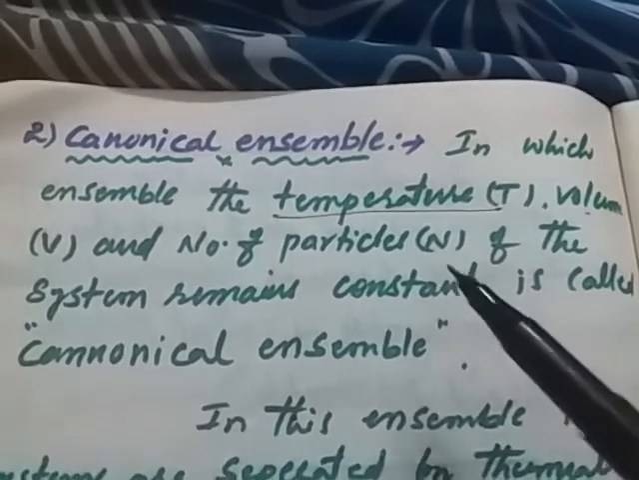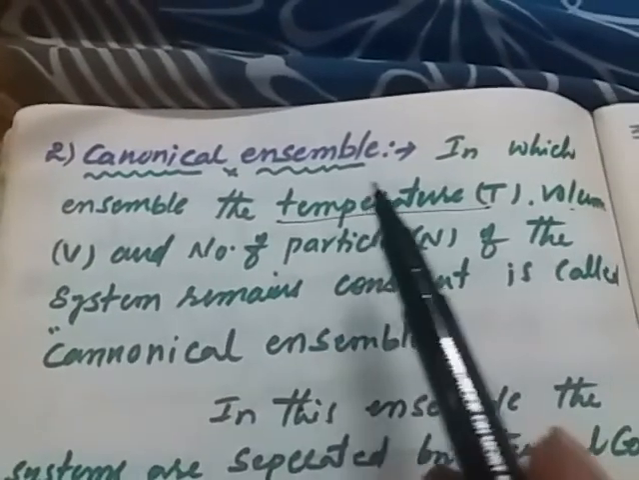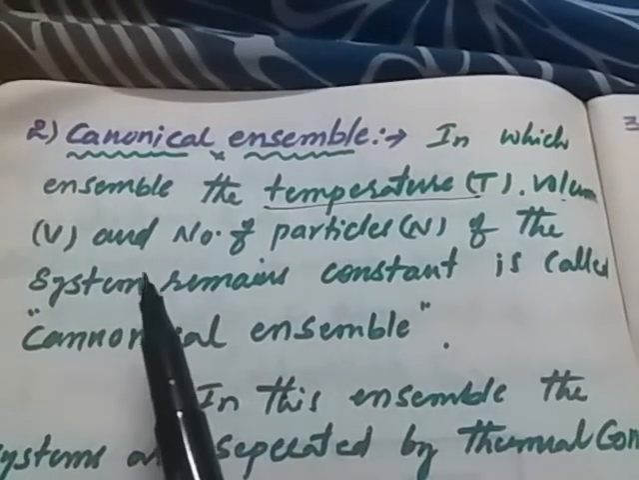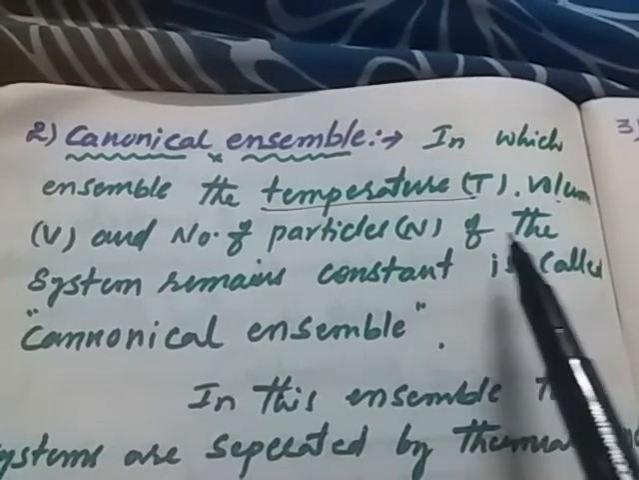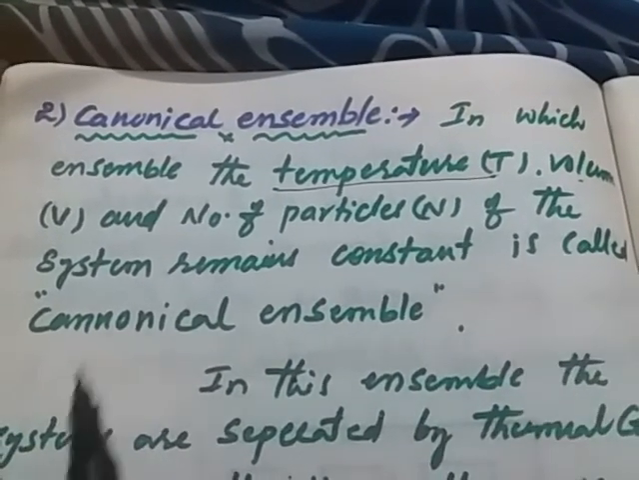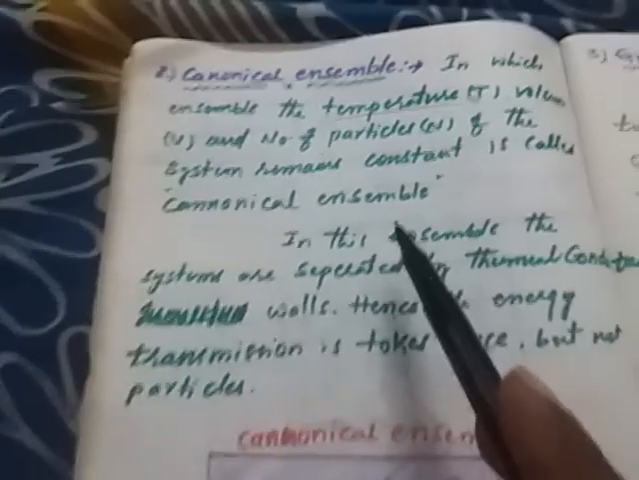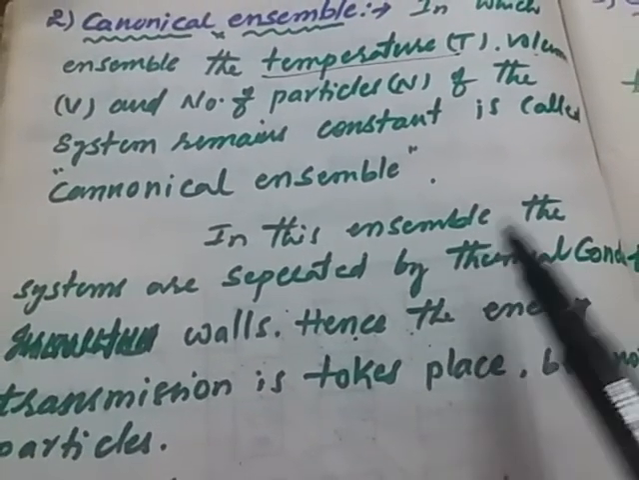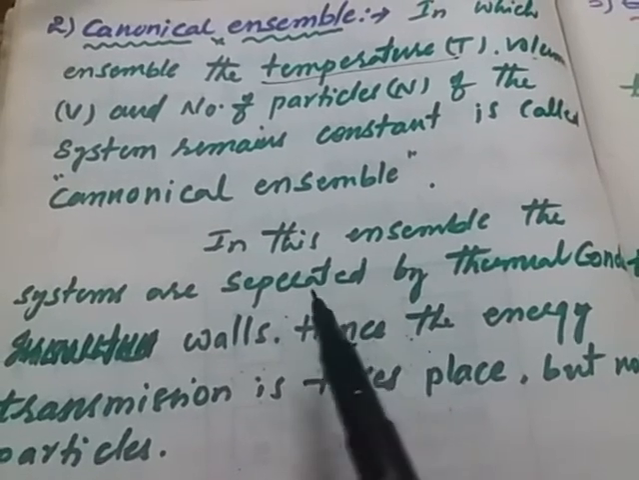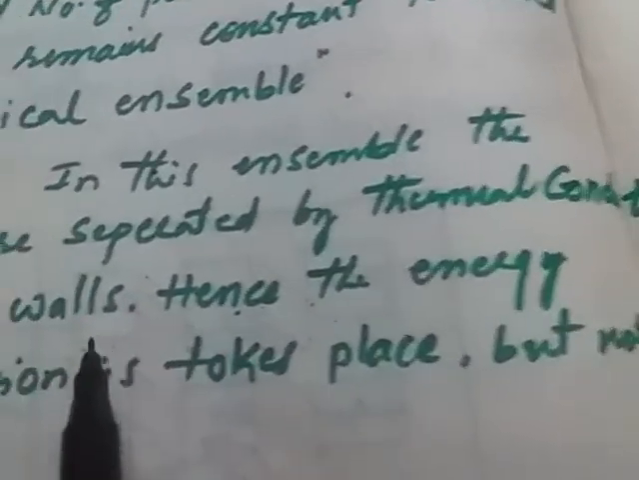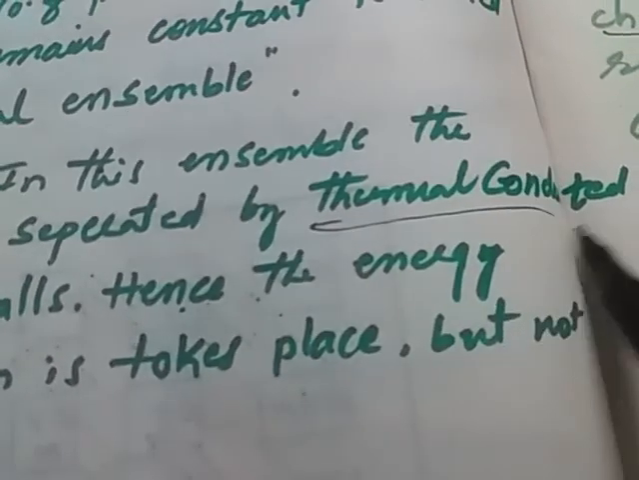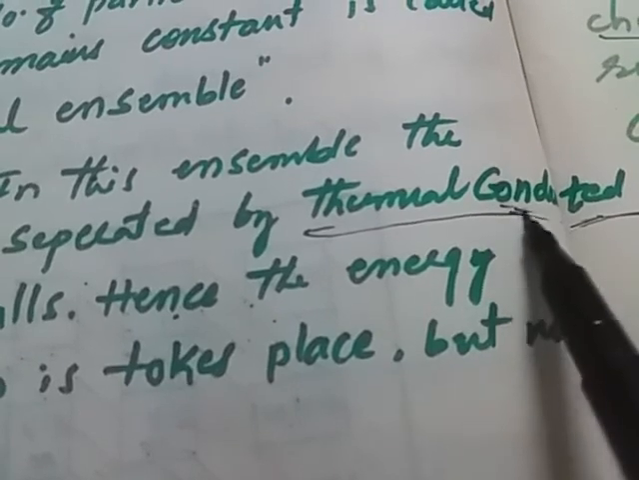So, what is the canonical ensemble? The ensemble in which the temperature T, volume V and number of particles N of the system remain constant is called a canonical ensemble. In this canonical ensemble, between the systems, thermal conducting walls can be used.